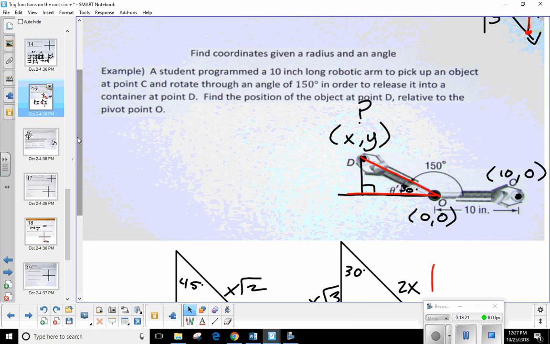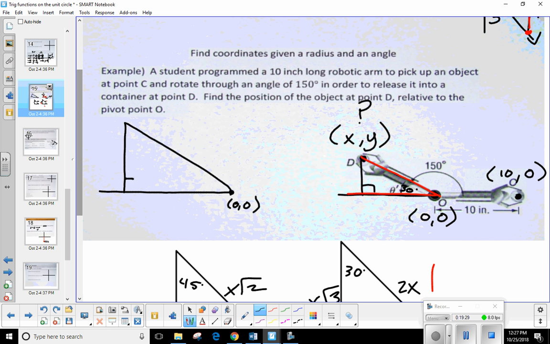So let me go ahead and recreate this over here where I have a little more room. This is the origin 0, 0. Then I have this right here. This is where the ball is going to end up. So we said this was 30. Remember, this is where we rotated 150 degrees. So if this one's 30, this one's got to be what? 60.